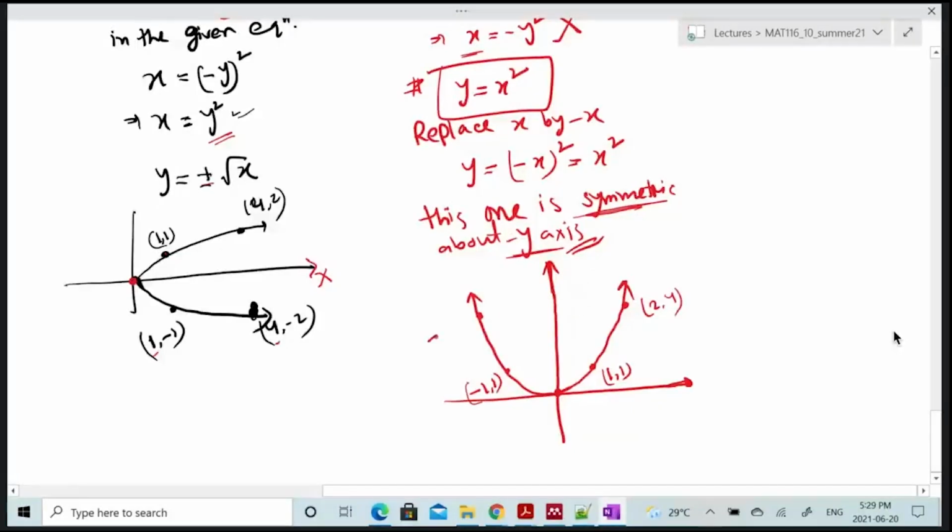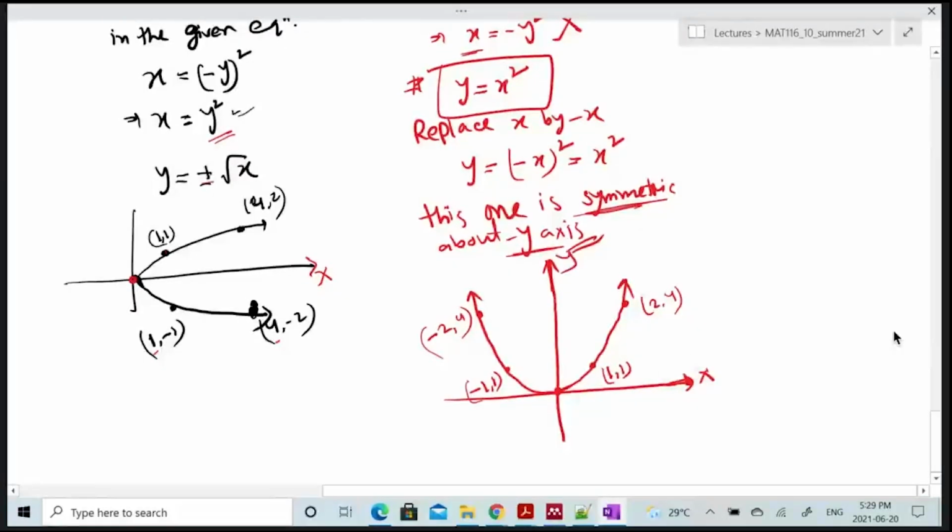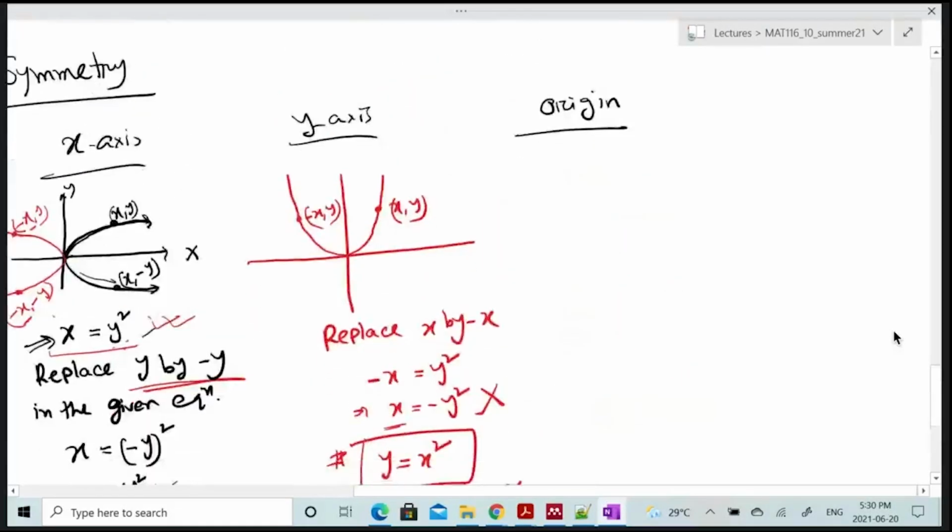Sorry, I forgot to put it. It's going to be minus 2, comma 4. Exactly. And you see how easy it is now to draw the graph of it. You just need to calculate 2 points, and the rest of them you know by symmetry. The last one is origin.